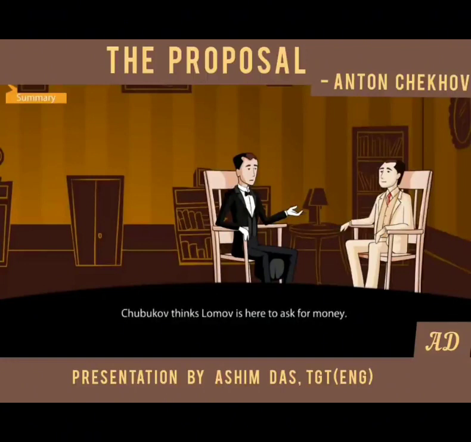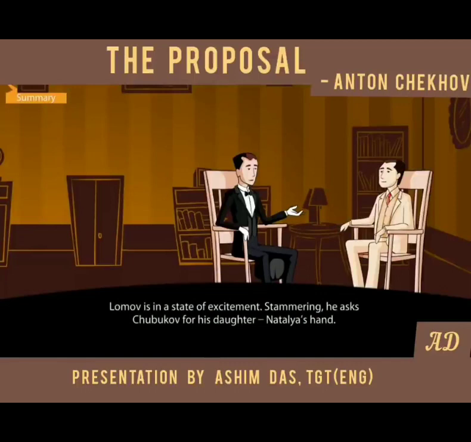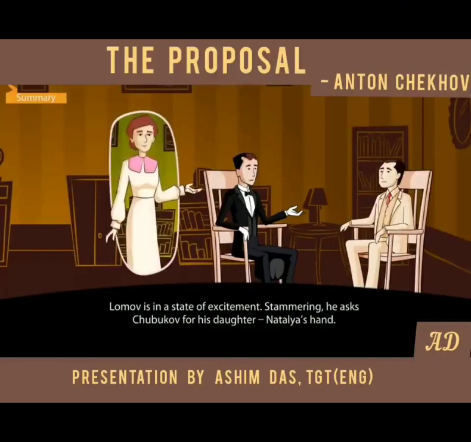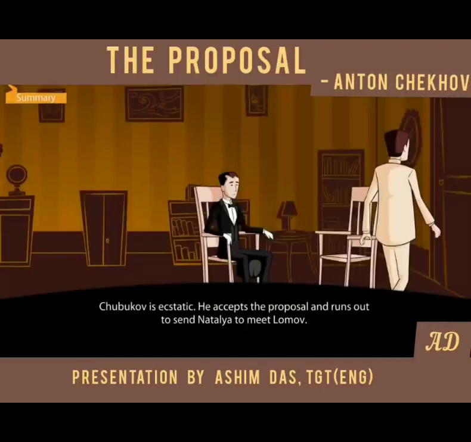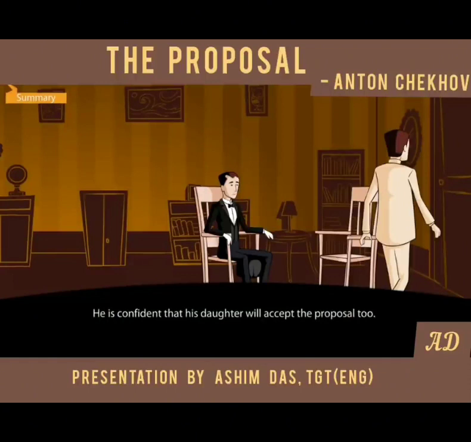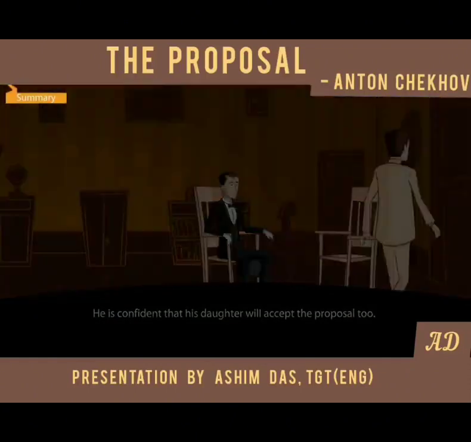Chubukov thinks Lomov is here to ask for money. Lomov is in a state of excitement. Stammering, he asks Chubukov for his daughter Natalia's hand. Chubukov is ecstatic. He accepts the proposal and runs out to send Natalia to meet Lomov. He is confident that his daughter will accept the proposal too.